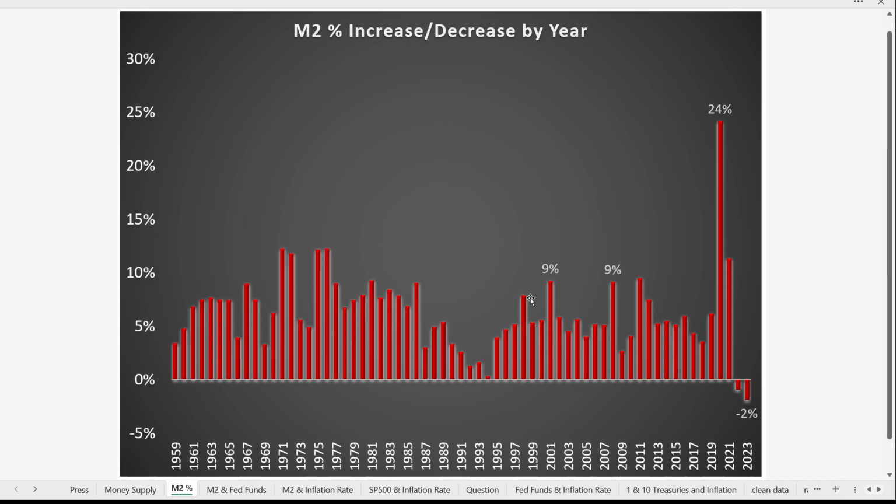In 2001, we can see there was a 9% increase in M2. In 2008, that financial crisis, there was also another 9% increase. Later on in 2011, there was a 9% increase. Now, as a result, in part of the COVID crisis, 2020, there was a 24% increase in M2.